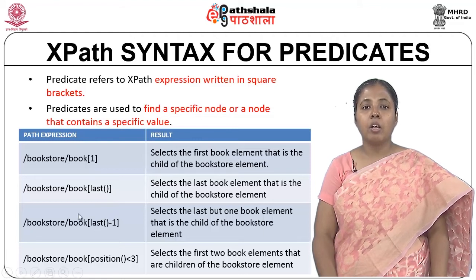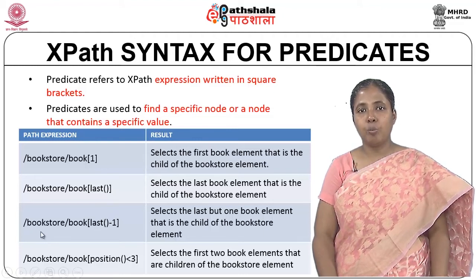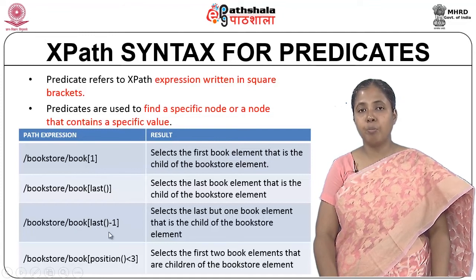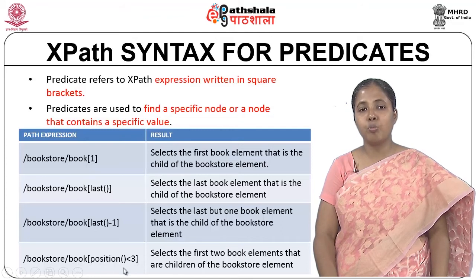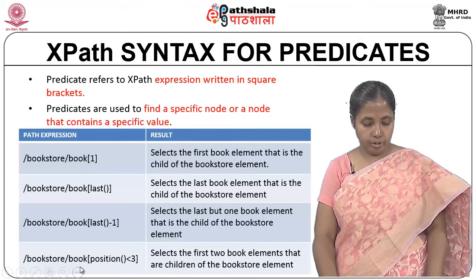The next example we can see is bookstore/book, the last but one. So, we use a function, an XPath function, last()-1, given as the predicate value. So, it selects the book element before the last book element. In the next example, it selects the book with the predicate given as position less than 3. So, it selects the first 2 books under the bookstore element.